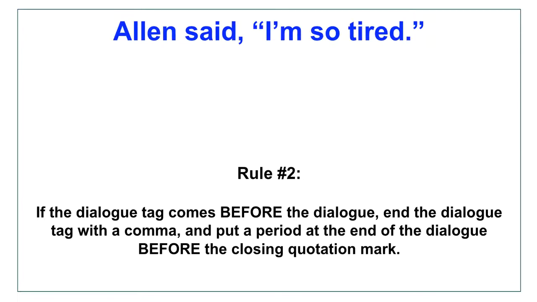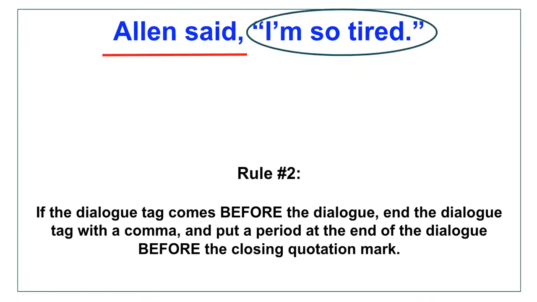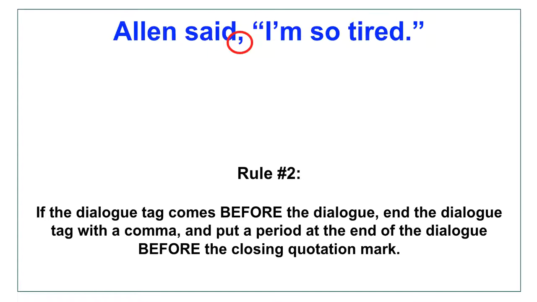Rule number 2. If the dialogue tag comes before the dialogue, end the dialogue tag with a comma and put a period at the end of the dialogue, but before the closing quotation mark. As you can see, the dialogue tag comes before the dialogue. In this case, you use a comma after the dialogue tag and use a period at the end of the dialogue, but before the closing quotation mark.